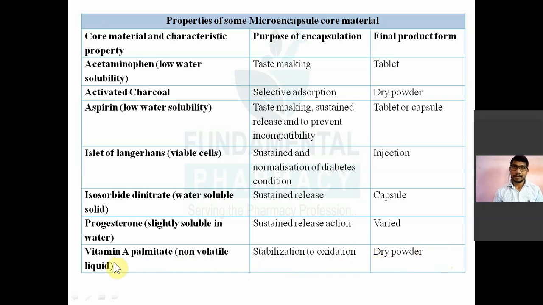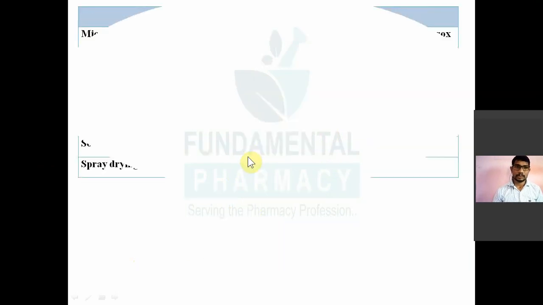Vitamin A क्या है? It is a fat, lipid soluble vitamin. It occurs in the form of lipid liquid. ठीक है, लिक्विड होता है विटामिन ए, है ना, बीटा कैरोटीन. तो उसका ड्राई पाउडर बनाएंगे ऐसा. So these are some core materials which are encapsulated in our pharmaceuticals for different purposes. Now we will see the methods.